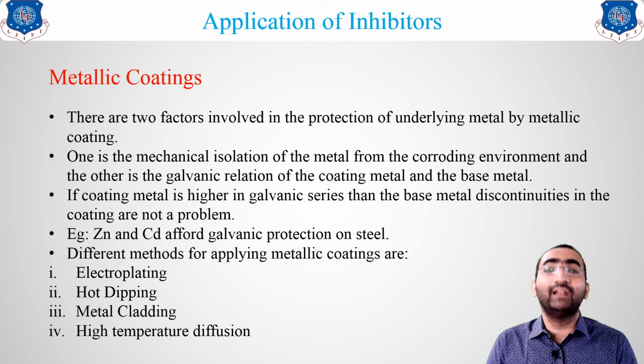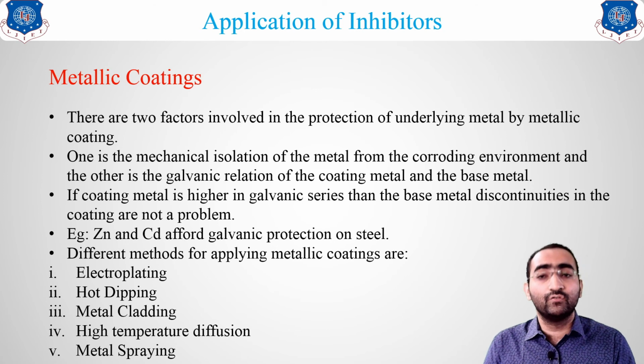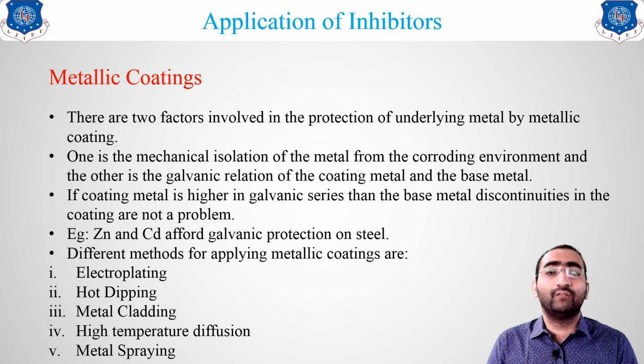And the next one, high temperature diffusion. By applying a very high temperature, the material will get diffused inside, and as a result your coating will be formed all over the surface due to the very high temperature. So these are the different types of metallic coatings which we will be using. And the last one, the simple method for metallic coating, is metal spraying. By spray application, we can spray the material onto the surface, and as a result the metallic coating happens and we can save our material from corrosion.